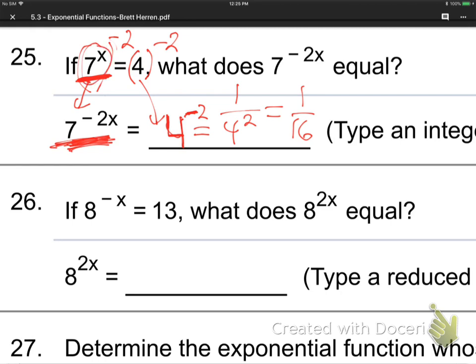I just looked at the original and said, oh, you want me to make them look like that? Okay, I've got to negative 2 power it. So I had to do the other side also. Try that next one, number 26. Here's the original. What do you have to do to it? Don't say it out loud. Give everybody a chance to think about it. See if you can figure that out on your own paper. What do you have to do to that 8 to the minus x thing to make it 8 to the positive 2x?